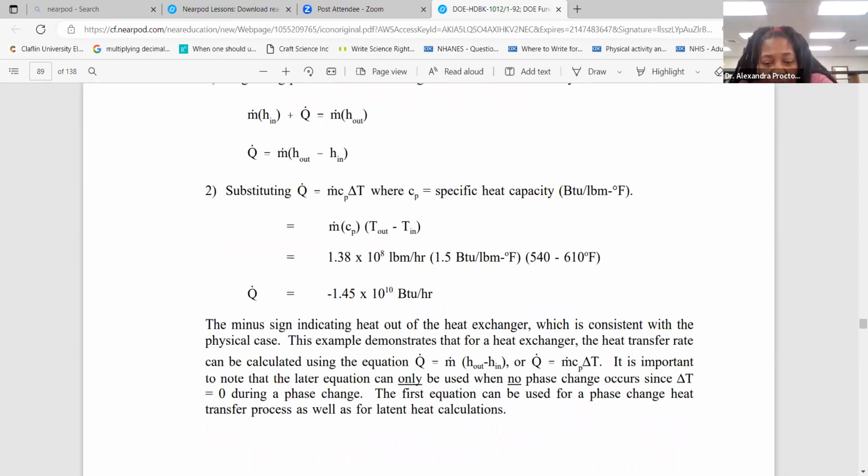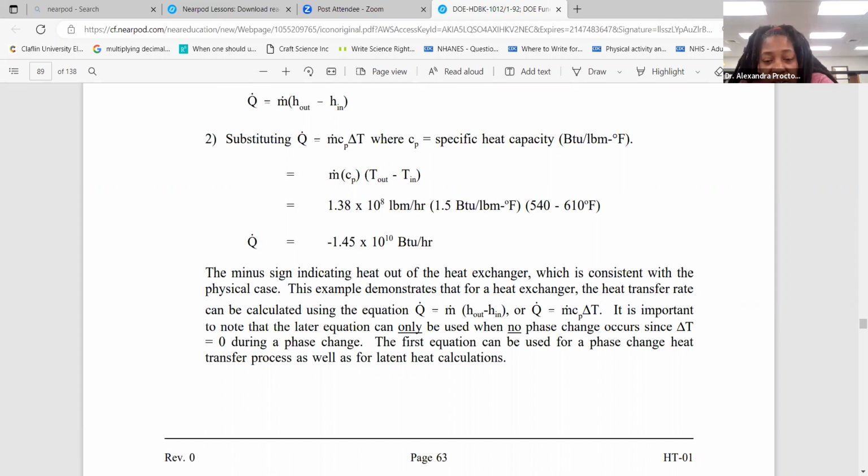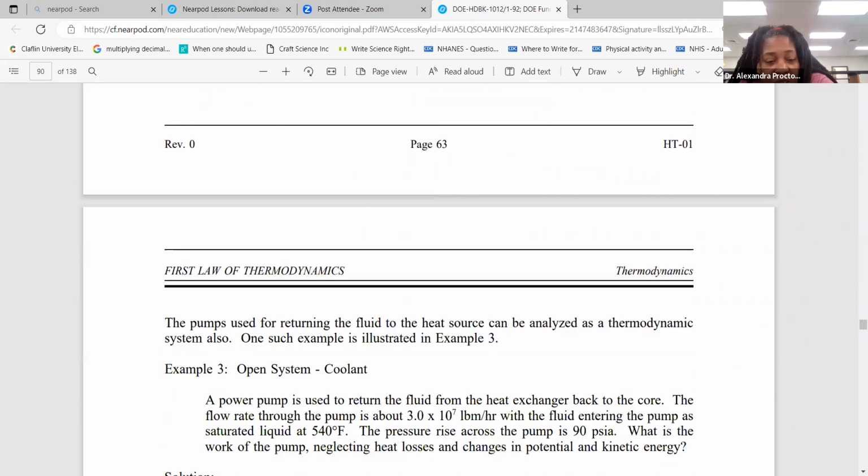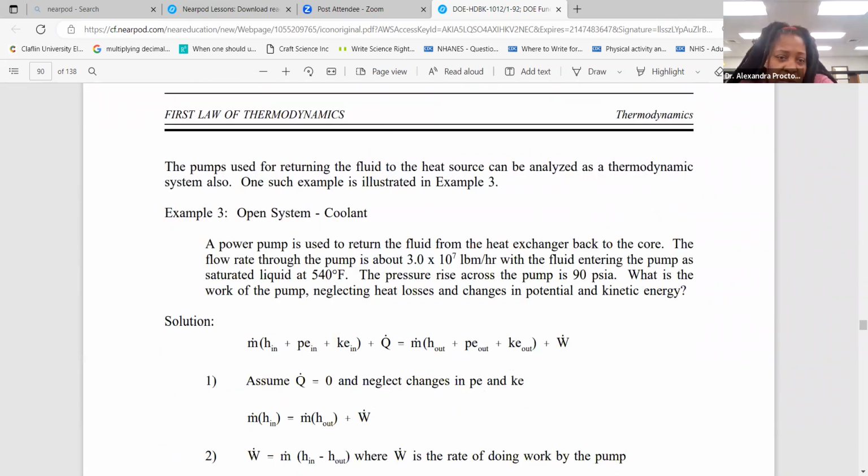So the first equation can be used for a phase change heat transfer process, as well as a latent heat calculation. The pumps used for returning the fluid to the heat source can be analyzed as a thermodynamic system as well. One such example is this third example.